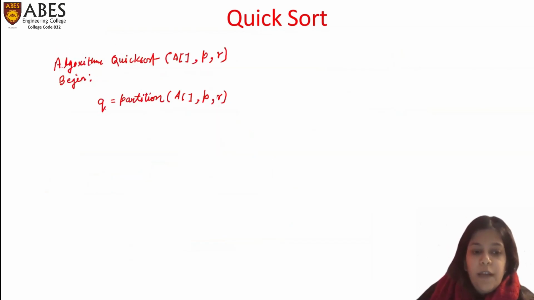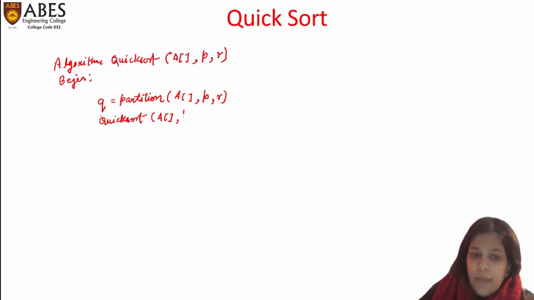So let us suppose we are returning the index at which the pivot is stored in Q. We are storing it in Q. Now, what we have to do? We have to again call this quicksort algorithm for the same array, but the lower bound will be same, P, but the upper bound will become Q minus 1. I think I am clear in this.